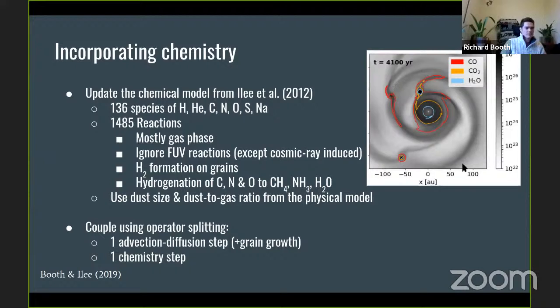His code is designed for disk midplanes. It doesn't really do UV and things like that, but that's fine for what we want to do here for the bulk of the abundances. So we took John's code and essentially updated it to modern rates, and coupled it with my disk evolution model to see how the chemical evolution of the disk will compete with the radial transport.